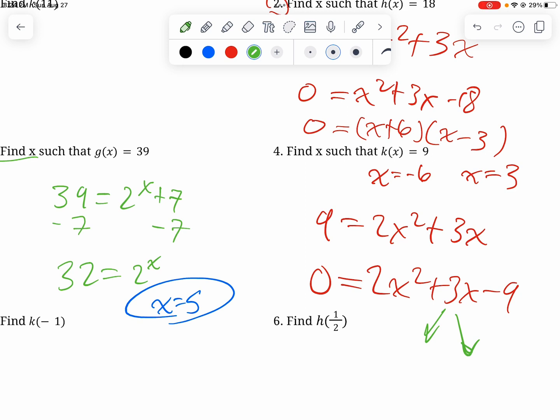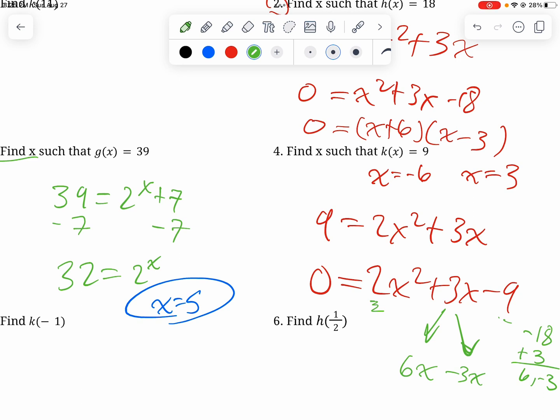And the way you figure out how to split it is you do 2 times negative 9, and you get negative 18. And you think of 2 numbers that multiply to negative 18 and add to 3. Multiplies to negative 18, adds to 3. 6 and negative 3. And that's how you split the middle. That tells you how to split up that 3x. So we're going to split it into a 6x and a minus 3x rather than a 5x and a minus 2x or a 7x and a minus 4x.